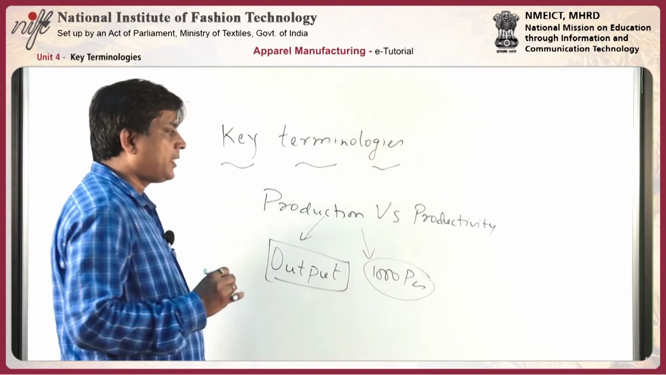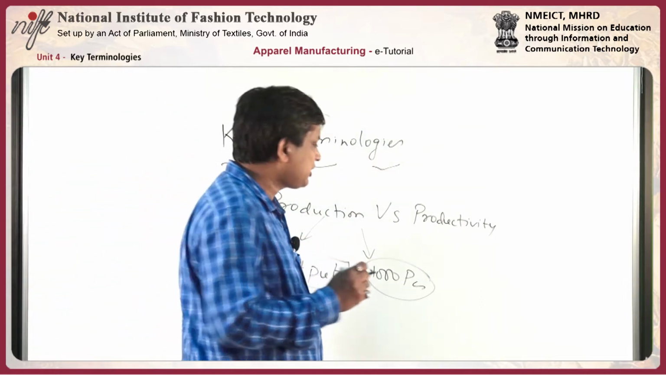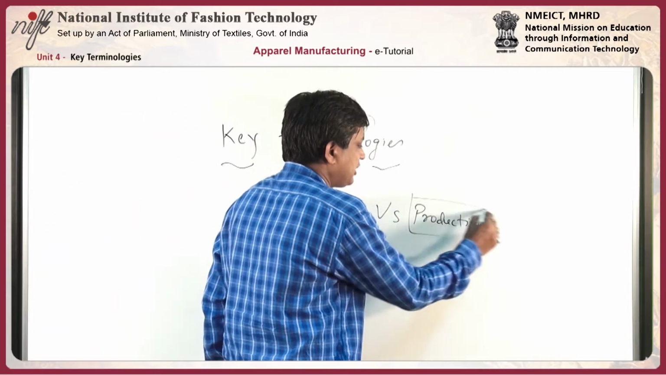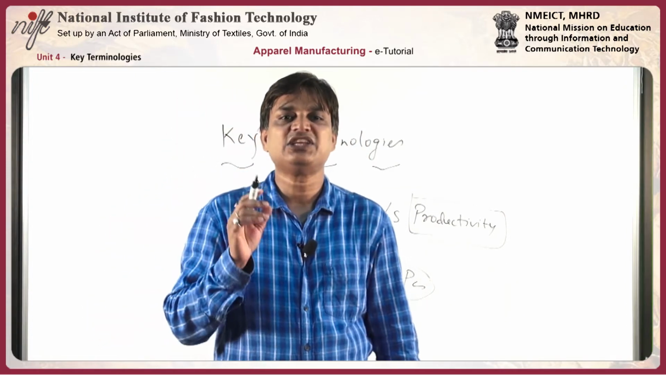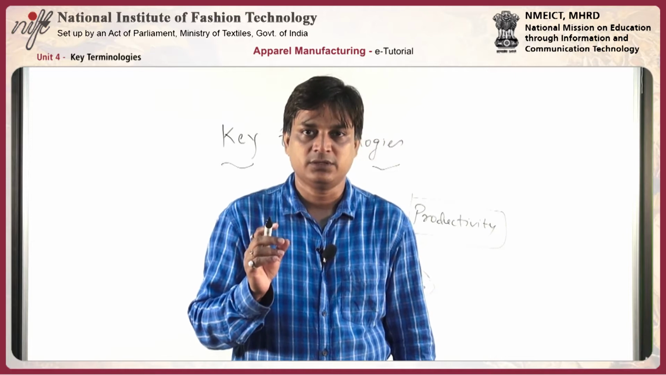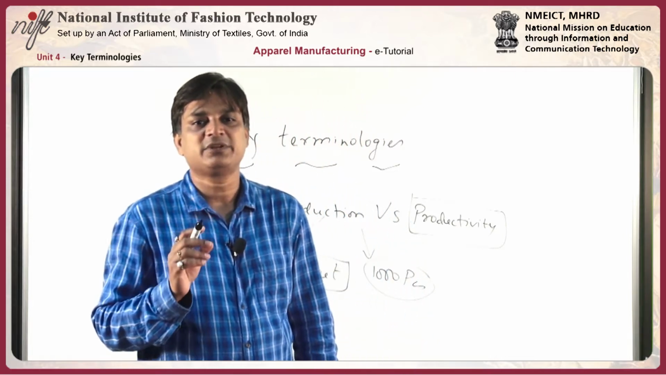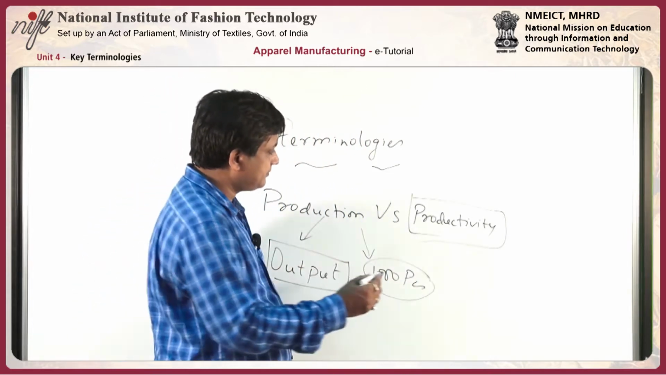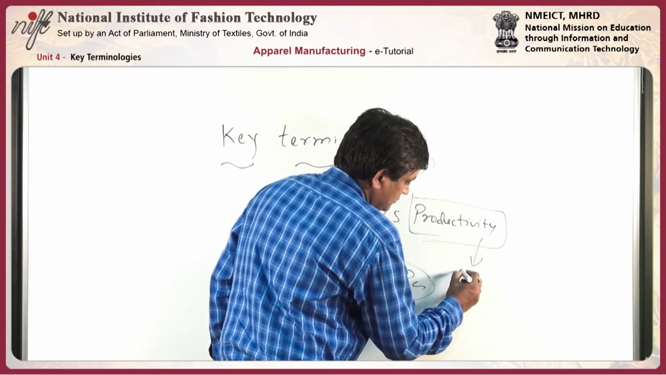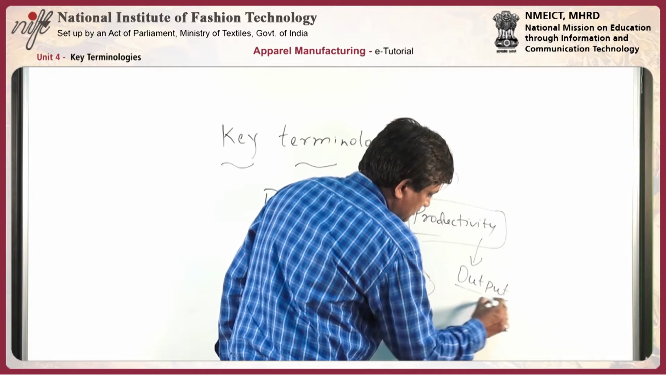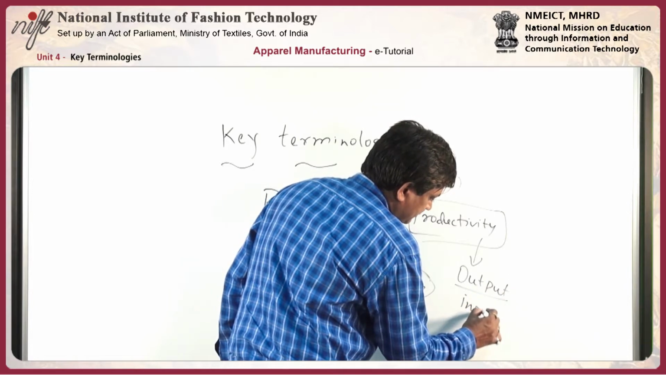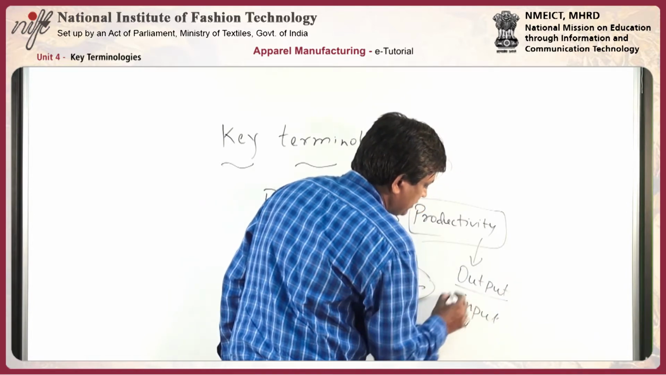Okay. Now, what is productivity? Productivity is a relative term. Productivity is basically the ratio of output to input. So, it is normally represented as output divided by input. So, this is the productivity.